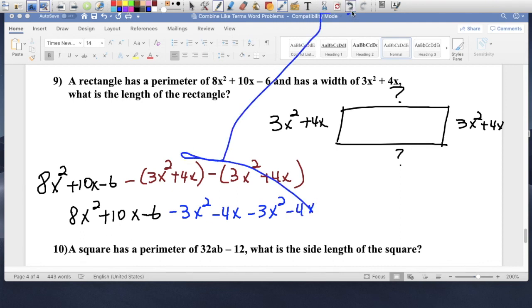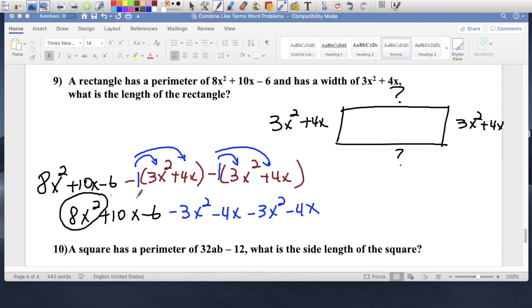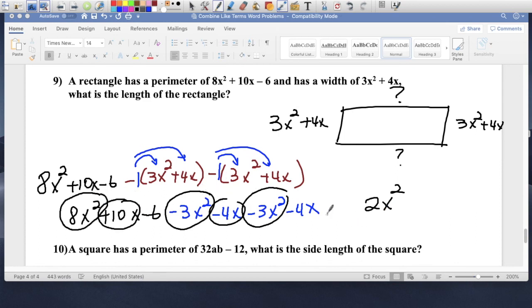I've got to remember, there's a 1 here. I'm doing this properly. There's a 1 here. I'm doing this properly. That's how I'm getting my answers here. Now let's combine like terms. 8x squared minus 3x squared is 5x squared. 5x squared minus 3x squared gives me 2x squared. Then I have 10x minus 4x is 6x. 6x minus 4x is 2x. And then we have a minus 6 here all by itself.